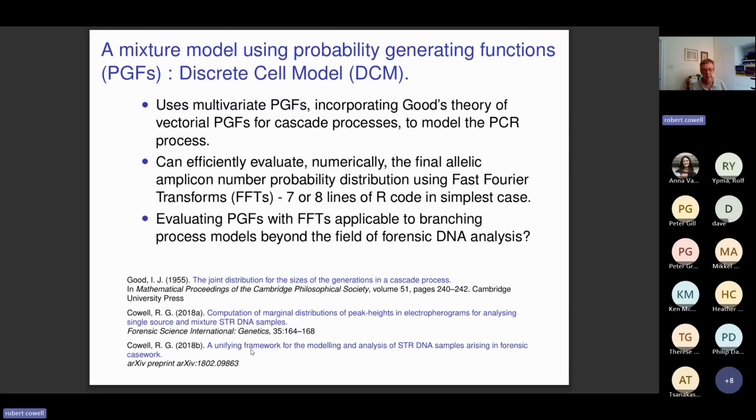But I think another reason I want to mention is that the idea of evaluating the PGFs with fast Fourier transforms should be applicable to other fields beyond forensic DNA analysis. For example, spread of disease in epidemics and so on. Also, if you're teaching students, I think it could be a good source of topics for final year project students, for third-year and master's students.